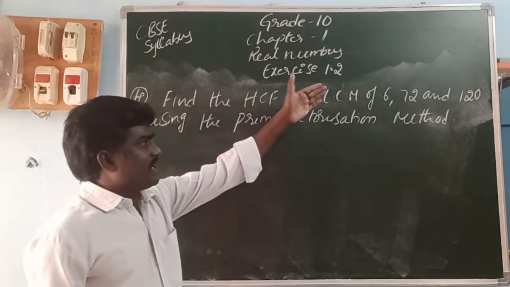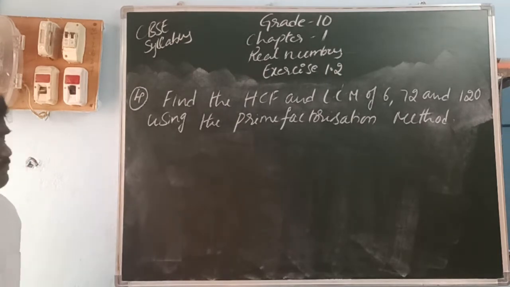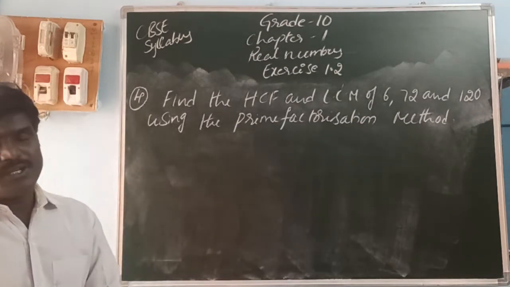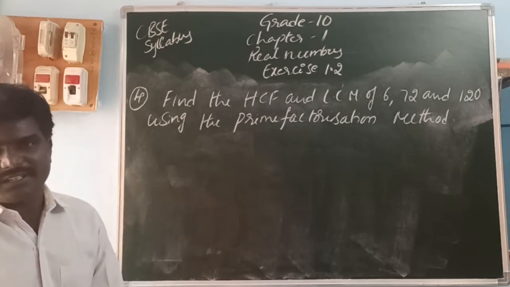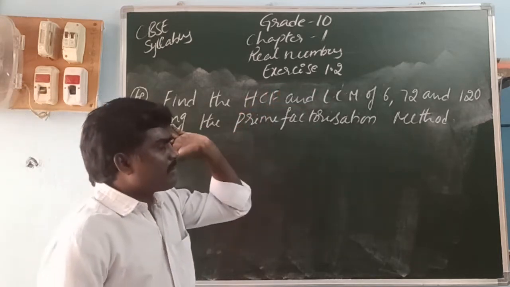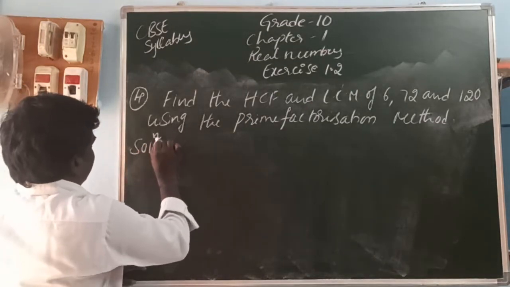Find the HCF and LCM of 6, 72 and 120 using the prime factorization method. Up to now, you can see that there were only two numbers. For two numbers, you can find the HCF and LCM by prime factorization. Okay, now in this problem, they have given three numbers. So here, how can you find it? The same process.